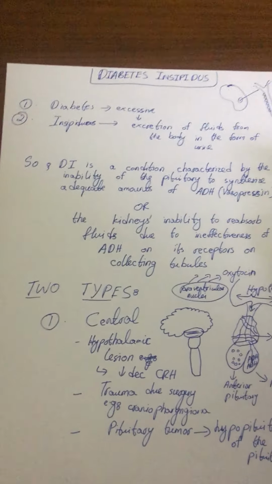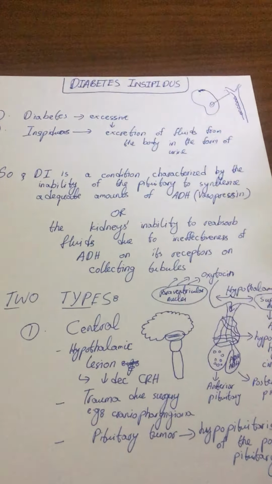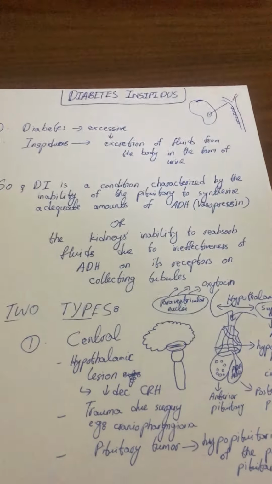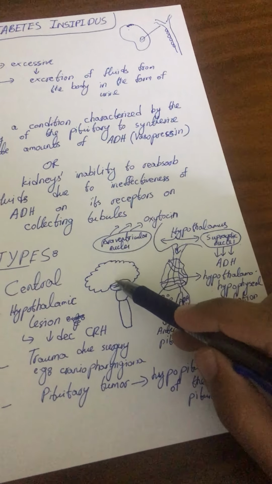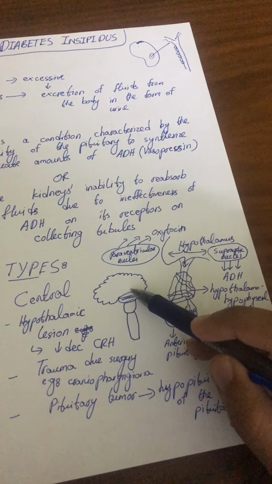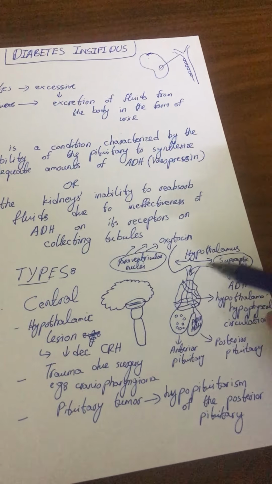Now there are two types of diabetes insipidus, central and nephrogenic. Central means the brain. See, this is the brain. You take out the pituitary gland, you enlarge it, this is what you get.